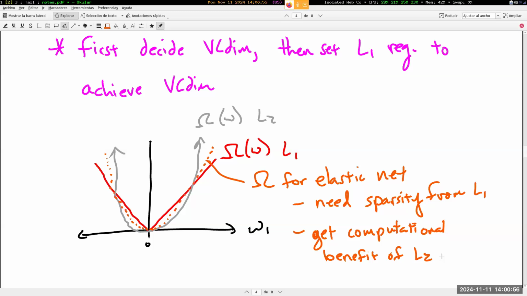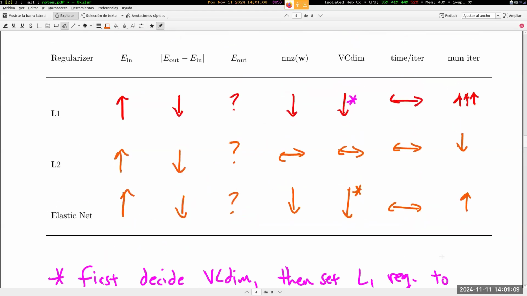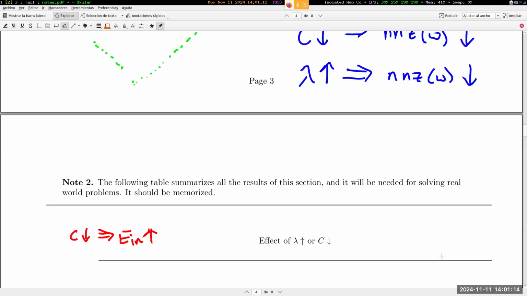Any questions on this or the table just above this? Yeah, why doesn't L2 have an effect on the sparsity? The question is, why does L2 not affect the sparsity?